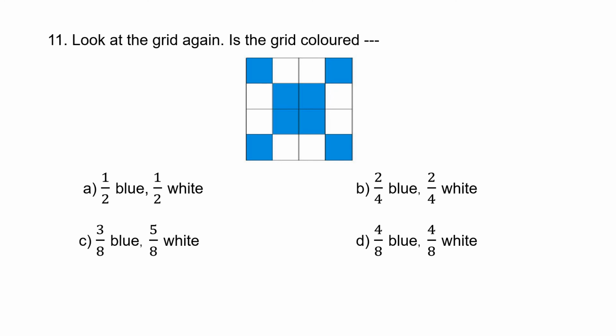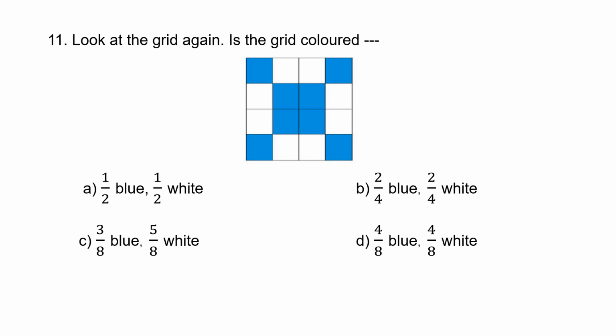Look at the grid again. Is the grid colored half blue, half white, or 2 by 4 blue, 2 by 4 white, 3 by 8 blue, 5 by 8 white, 4 by 8 blue, 4 by 8 white? Now let us see the grid. In this grid, we have 16 squares. Out of 16 squares, 8 squares are colored blue. That is 8 by 16.